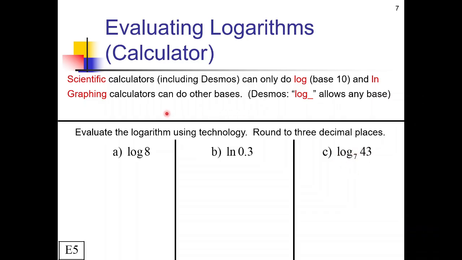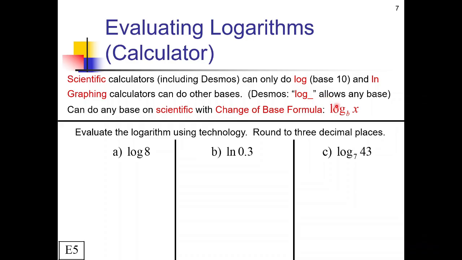There is a workaround, though, if you only have access to a scientific calculator, which, depending on the exam you're taking, you might only have access to Desmos Scientific. So in that situation, you can do any base on a scientific calculator by using this change of base formula. The change of base formula says that if you're trying to find log base b of x, you just need to do log of x divided by log of b. And notice that this is just log base 10, like regular common log, which any calculator can do. So just do log of the input divided by log of the base, and that will give you this expression.